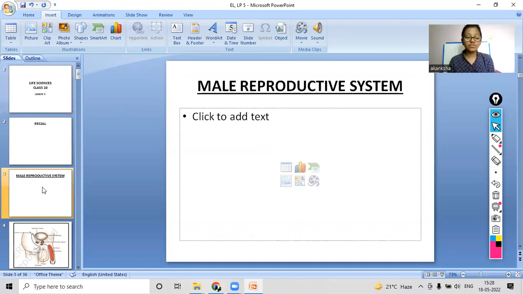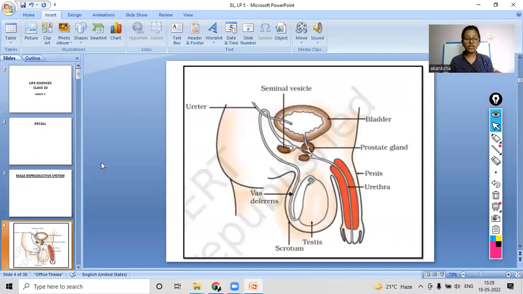Now we will see a picture and you all have to observe it and then share your observations. You can observe it for about 5 to 6 seconds. Okay, now we will share our observations. What do you see in front of you? Yes, very good, you all answered correctly. In front of us, we can see a diagram of the male reproductive system.